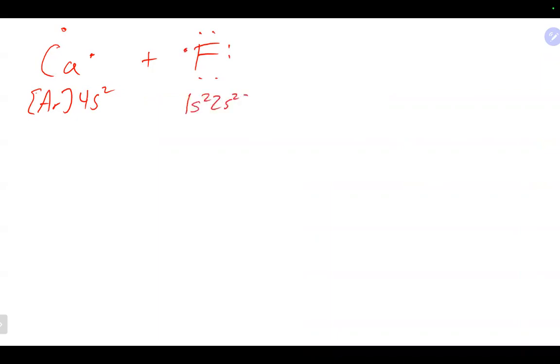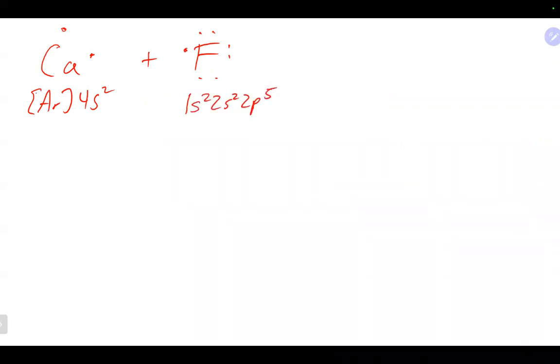So what happens if we maybe throw together the 2 ones that we just did? Let's throw calcium in there, which again is group 2. And that is, for shorthand, argon 4s2. And let's throw it in with fluorine, which is 7 valence electrons, but it has a total of 9 electrons, 1s2, 2s2, 2p5 in this case.